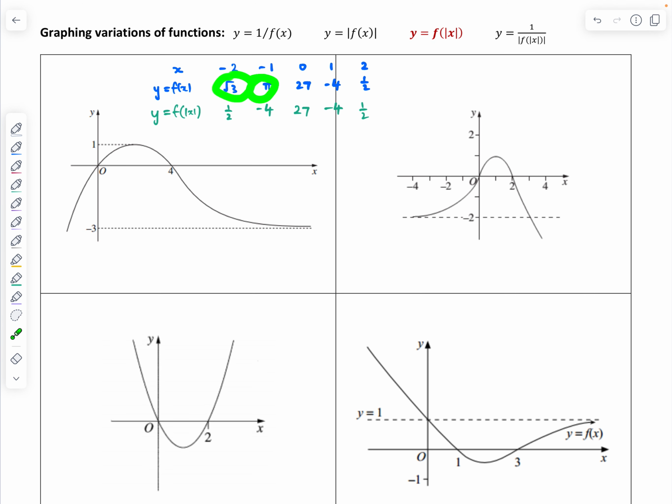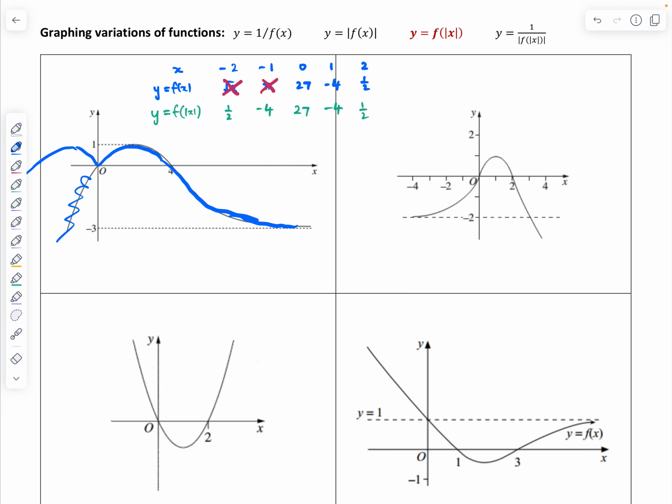And what happened to these? They got unceremoniously destroyed. They're covered up, never to be seen again. And that one stays there. Those two stay where they are, but they also get copied over here, reflected. Okay, so what happens with our graphs? Well, the positive x values stay as they are. The negative y values get scrapped, and we get a reflection over there.